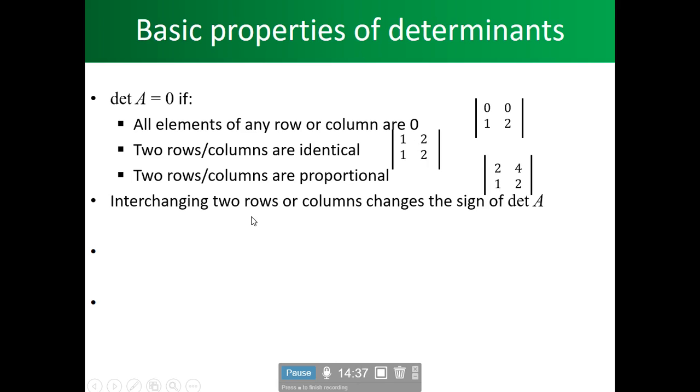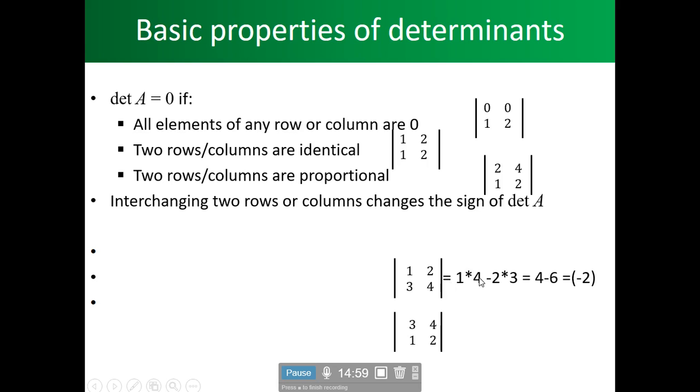Okay, interchanging 2 rows or columns changes the sign of the determinant. All right, let's look at an example like that. Okay, so if we have 1 and 2, 3 and 4, and then we switch them and put 3 and 4, 1 and 2, what do you get? Okay, let's look at that.